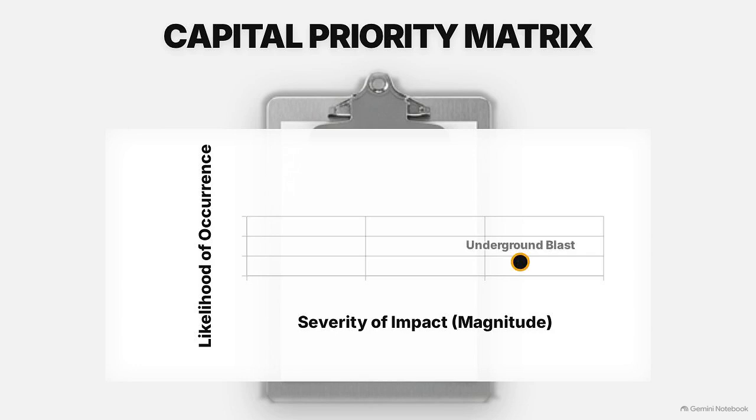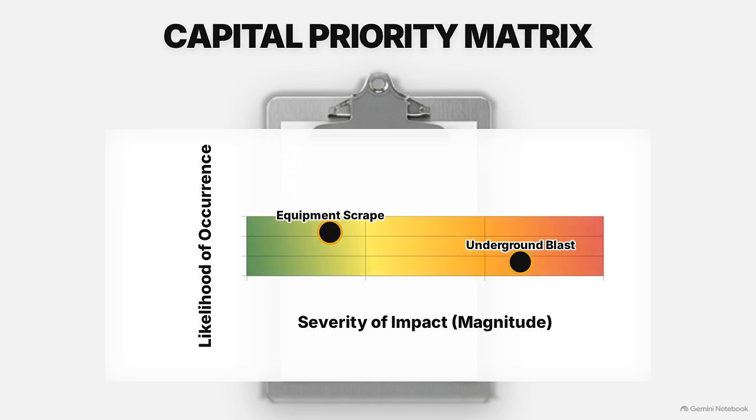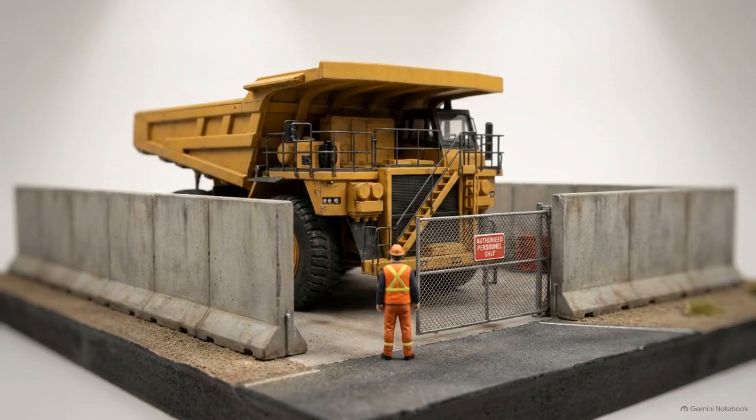that event actually occurring. A catastrophic gas explosion might have a very low likelihood, but maximum severity. Conversely, a minor equipment scrape occurs with high frequency, but carries a very low severity. Multiplying these two variables generates a clear priority heat map, dictating exactly where safety capital must be deployed first to protect the workforce.